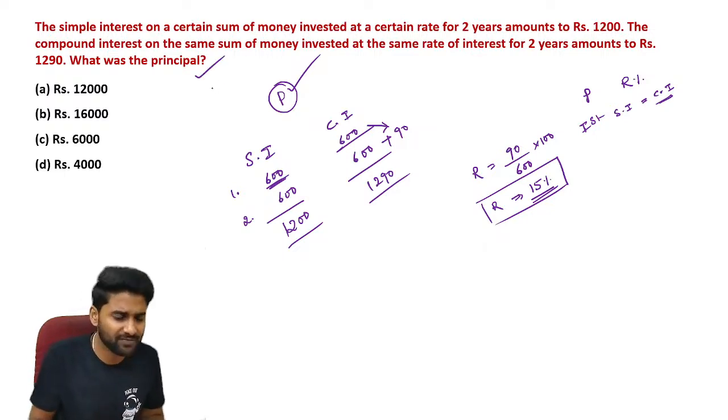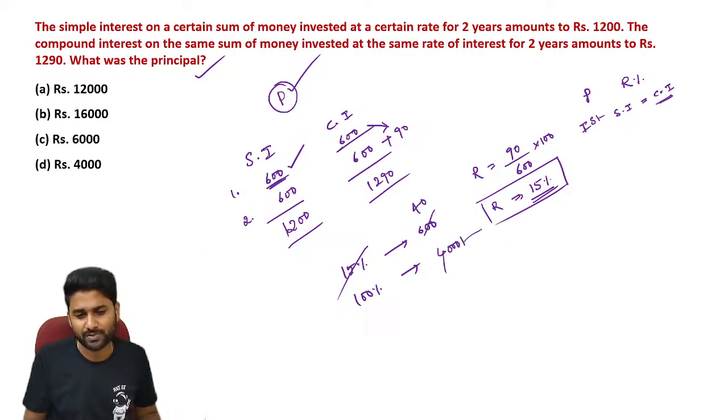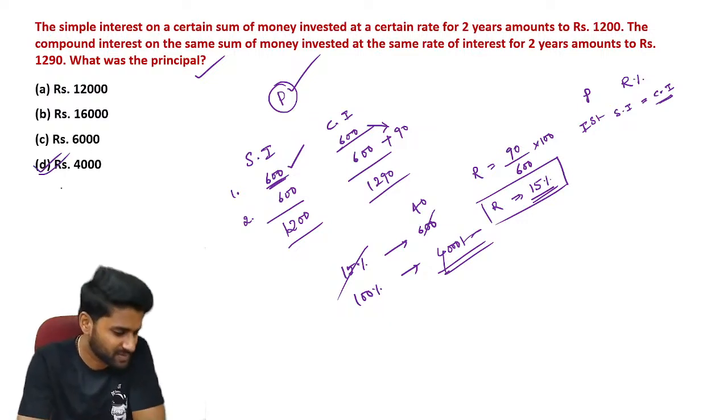But you have to identify the principal. Now see, if 15% rate of interest is equal to 600, why? Because this is an interest amount. Now 100% is the principal amount. So how much is it? This is exactly equal to 40 times. 40 into 100 is 4000 rupees. Principal is 4000 rupees.